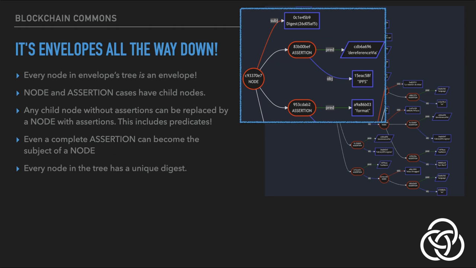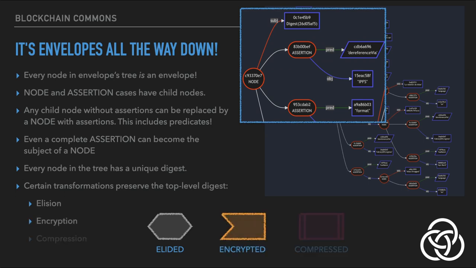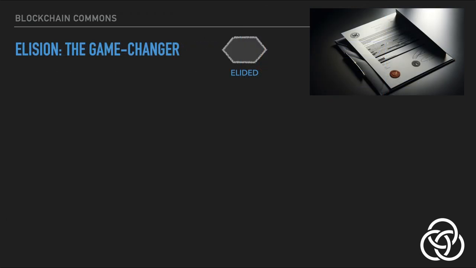Every node in the tree has a unique digest, and certain transformations preserve the top-level digest, and you've seen the 3 that do. These are elision, encryption, and compression. For controller documents, holder-based elision is the real game changer. This lets you only transmit the data you want.